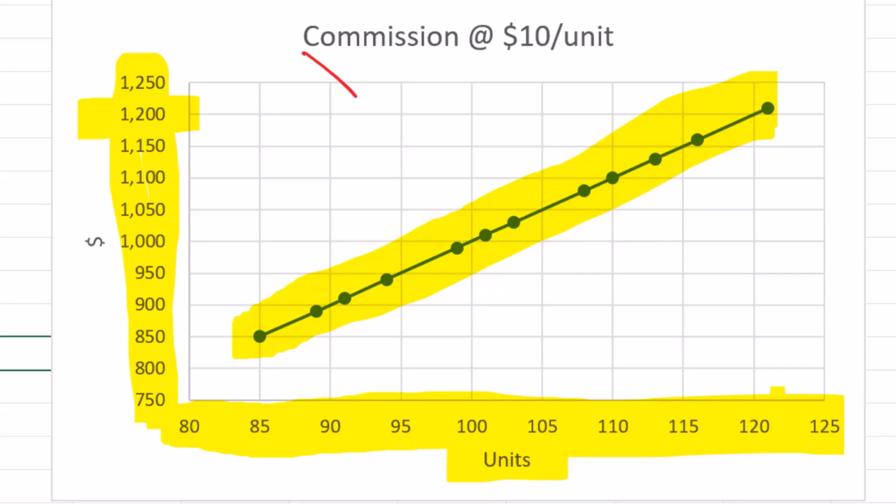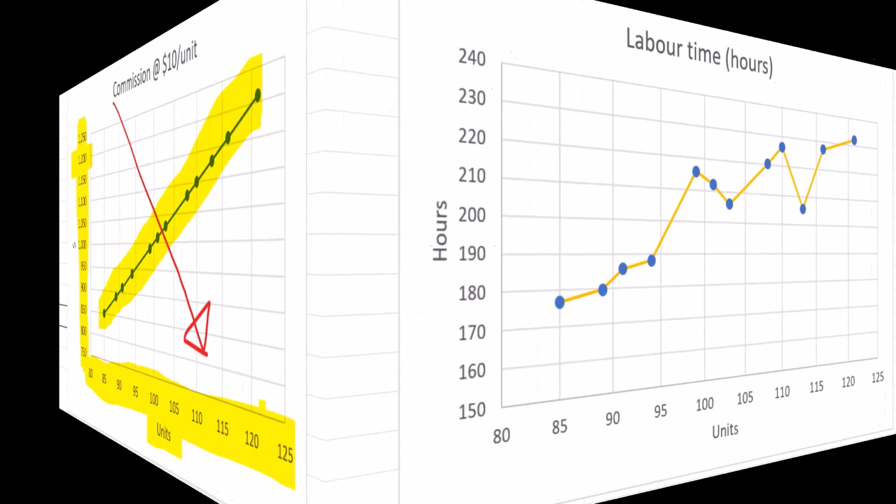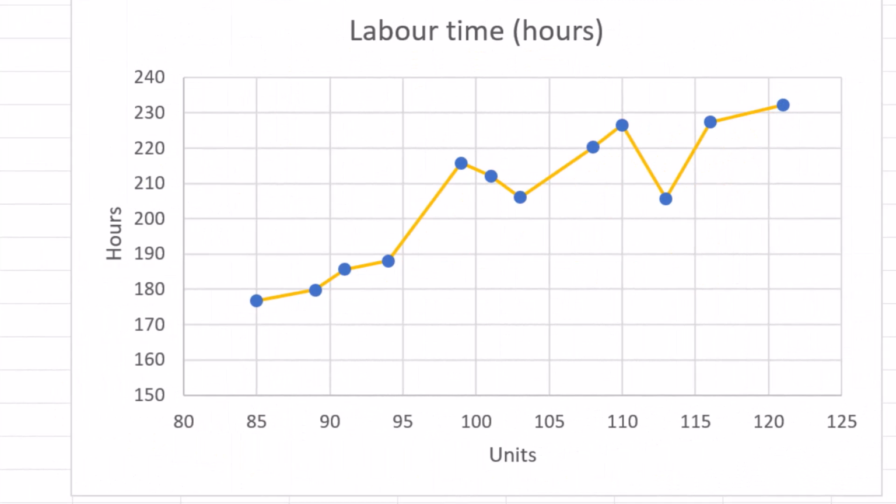If the line were sloping downwards, that would be negative correlation. And I'll show you that shortly. If we look at the labor time, we can also observe there is a general upward sloping line. So we would describe that as positive correlation, but it is not perfect correlation. The line is not straight. So what's happening here?